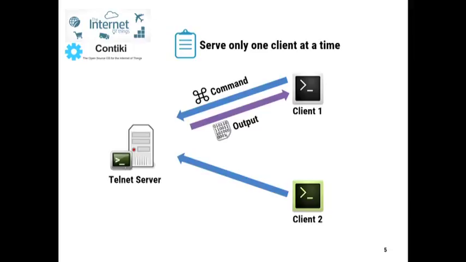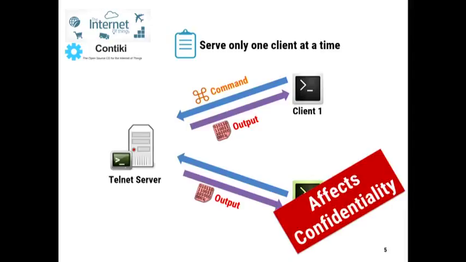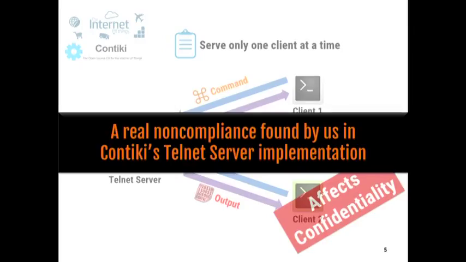In this situation, consider that client one sends some new commands to the server, and the server was supposed to send back the output to client one. But in reality, it sends back output to both clients, even though client two did not send the command. Thus, it shows how it affects the confidentiality of the protocol. This is an example of a real non-compliance that we found in the Contiki Telnet server implementation, and it shows that implementations need to be checked for compliance with these specifications prior to deployment.